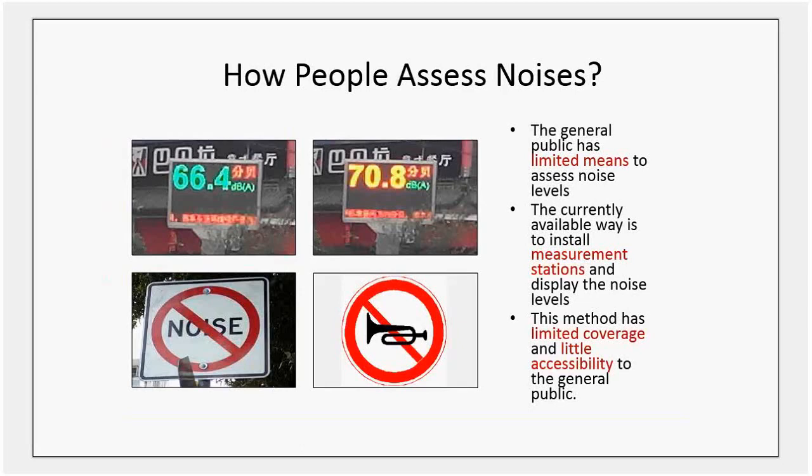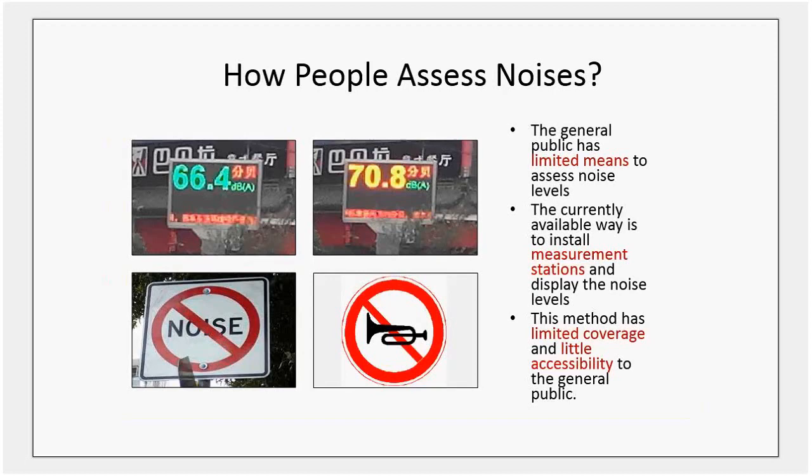The question is, how do people know what the noise level is at a given location in certain time slots? Unfortunately, the ways are really limited for the general public. One available way is to install measurement stations, and people can read the noise level from the display. But this method has limited coverage, and it is difficult for the general public to access the noise data.